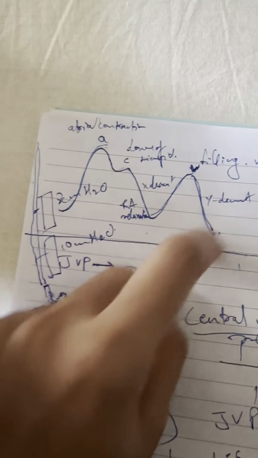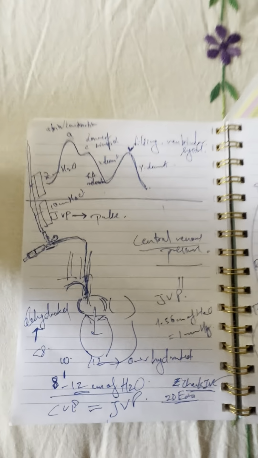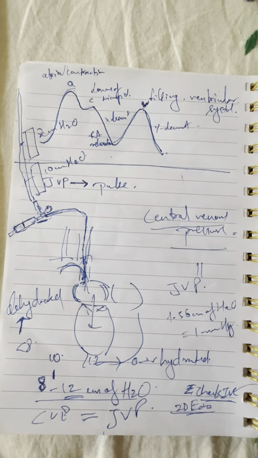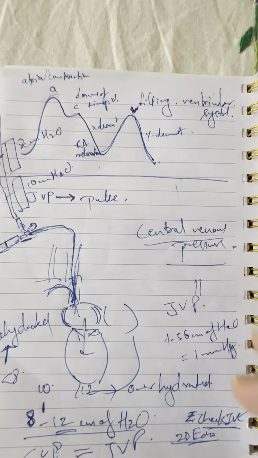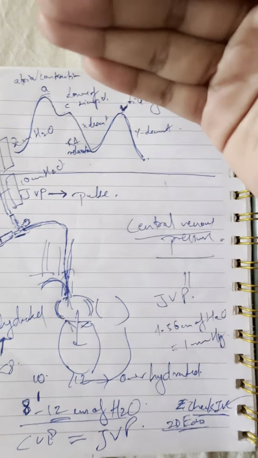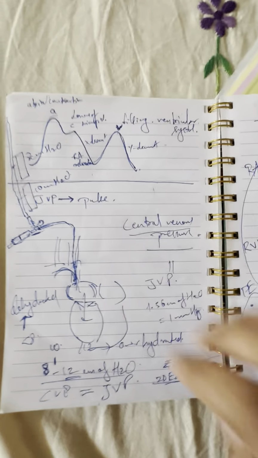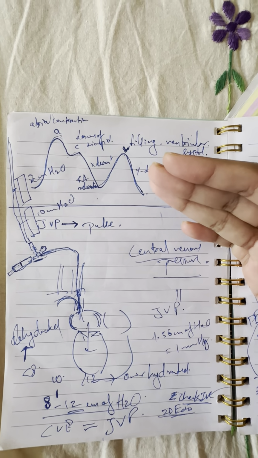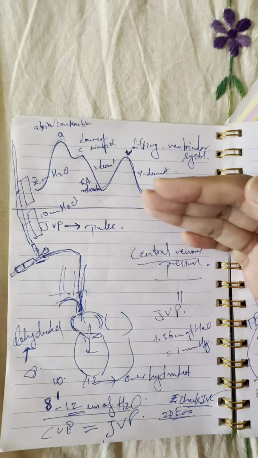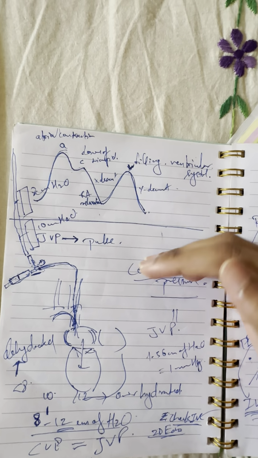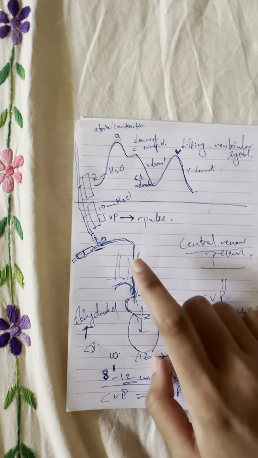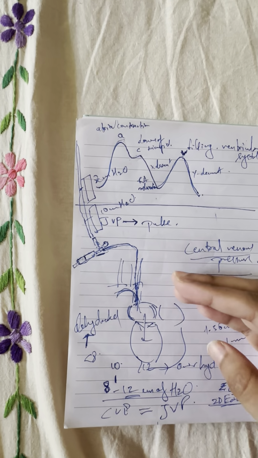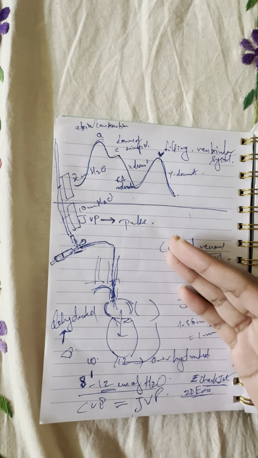Now, in what cases would you see a raised JVP generalized all over the waveform? Number 1, I already told you, when you have right-sided heart failure or fluid overload, overall your JVP is going to be elevated. Your entire JVP is going to be elevated. All the waves are going to be elevated. Now, if your JVP is elevated and your pulsations are absent, that is a case of SVC obstruction. The superior vena cava is obstructed, so pulsations are not there, but the JVP is elevated overall.